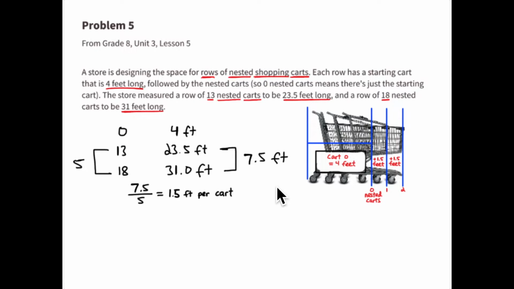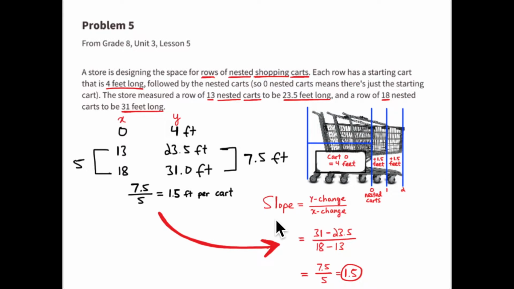Notice that the number of feet increases by 7.5. So if I increase 7.5 feet for 5 carts, that means each cart is increasing the number of feet by 1.5 feet. So I have a 1.5 foot increase per nested cart. So 1.5 feet, 1.5 feet, 1.5 feet, and so on. So that is a calculation of slope.